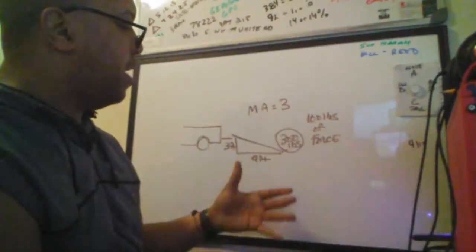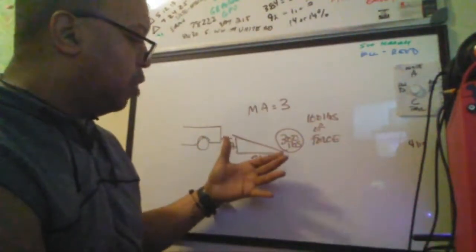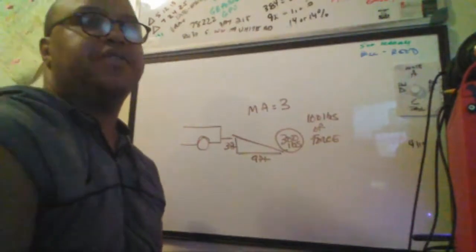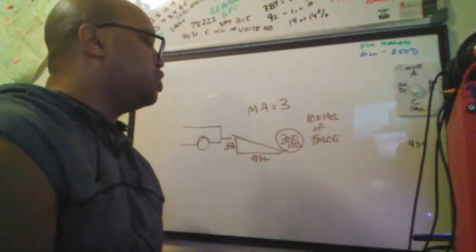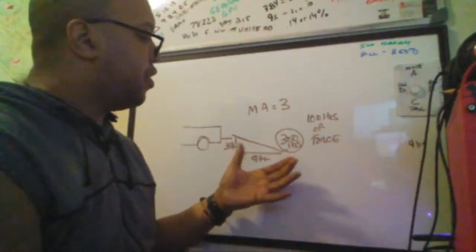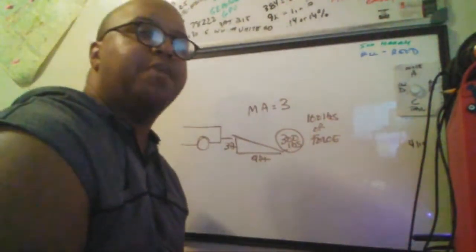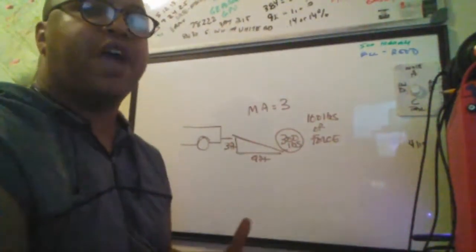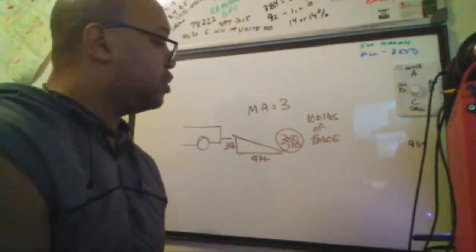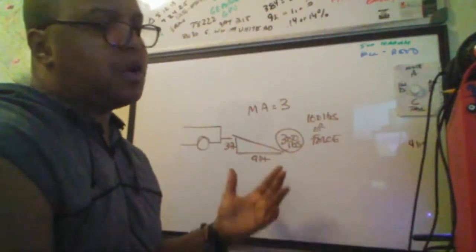This is why most hospitals have wheelchair ramps. You don't have to lift the whole person's body in the wheelchair. You can just roll them up the ramp, because there's a mechanical advantage. And I know a lot of people didn't realize that those ramps at hospitals are actually simple machines. It's a ramp, or some people call it an inclined plane.